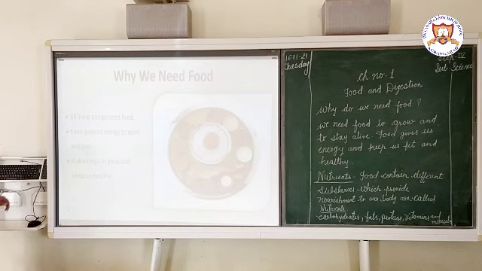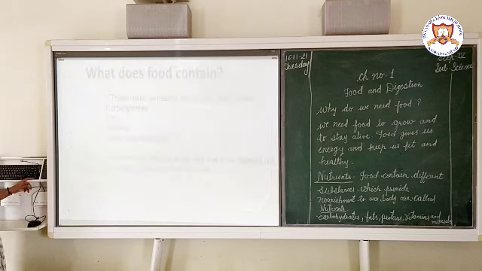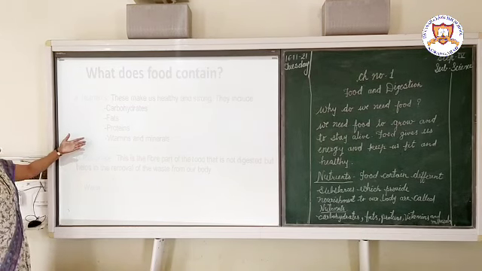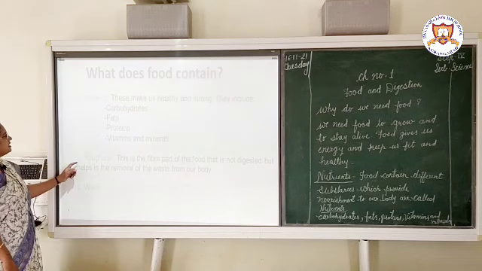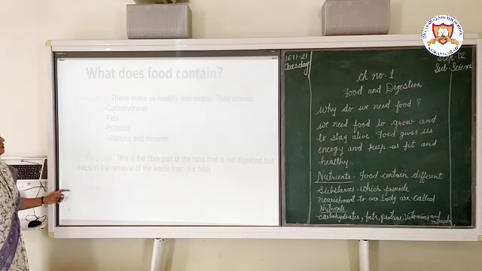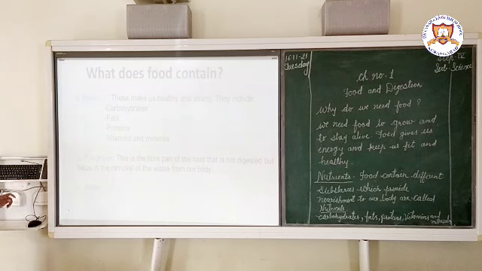Why do we need food? All living things need food. Food gives us energy to work and play. It also helps us to grow and keeps us healthy. So different nutrients have different functions. Now, what does food contain? Carbohydrates, fats, proteins, vitamins and minerals. And along with these nutrients, roughage and water. These are also important for our body.